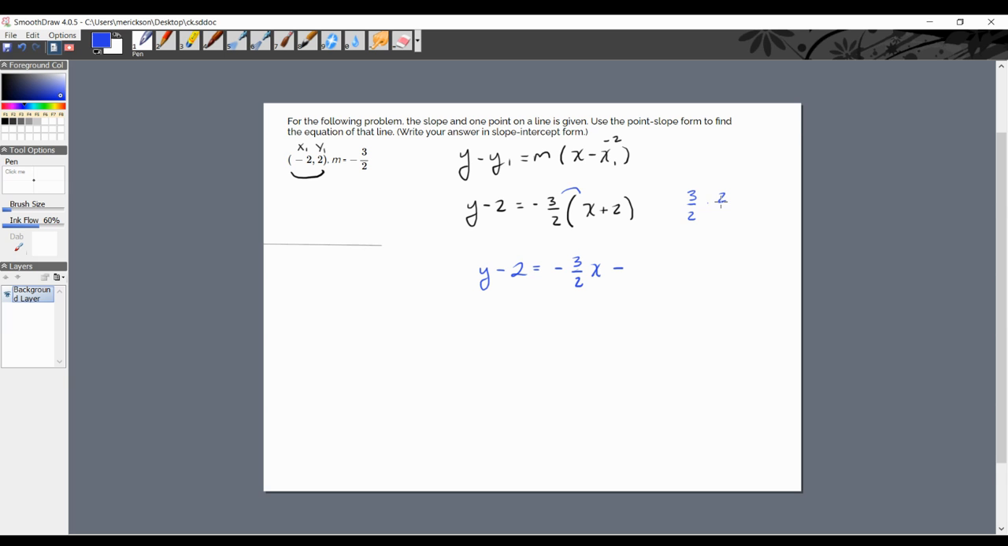And if you need to see how to multiply a number times a fraction, we can just turn it into a whole number, and we can turn it into a fraction over 1. 3 times 2 is 6. 6 divided by 2 is 3. So -3/2 of 2 is just -3.